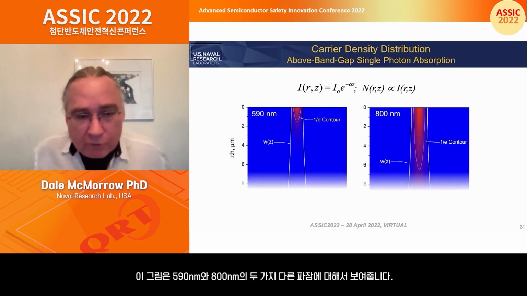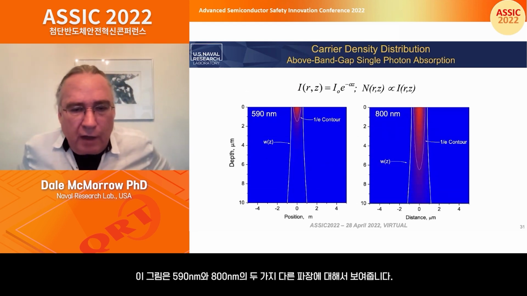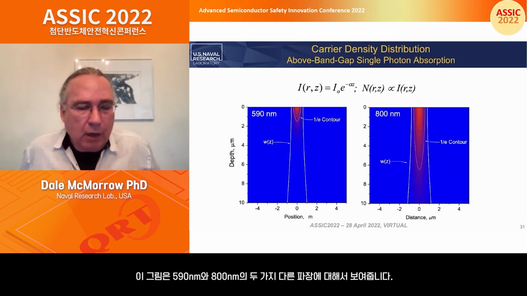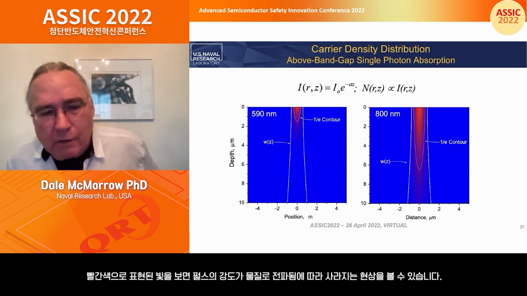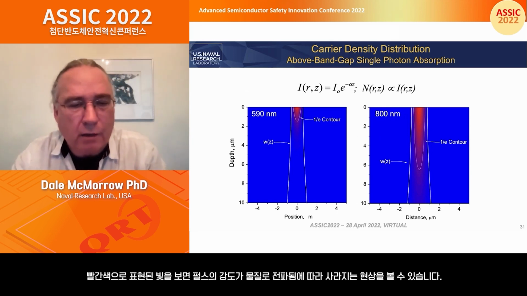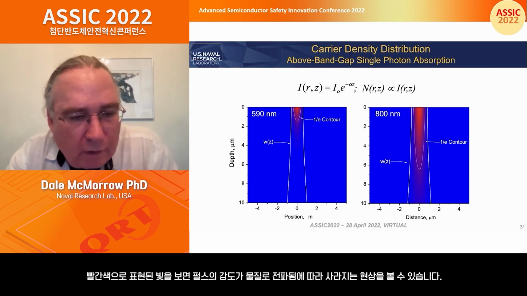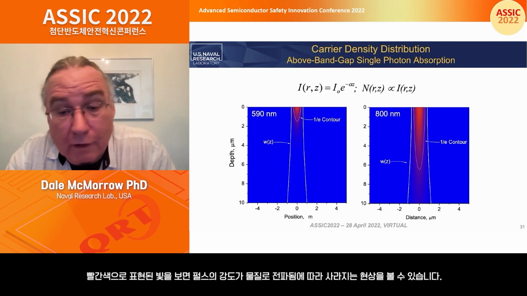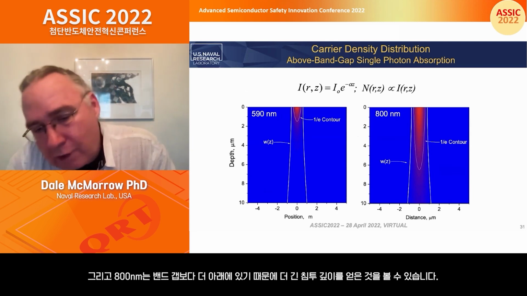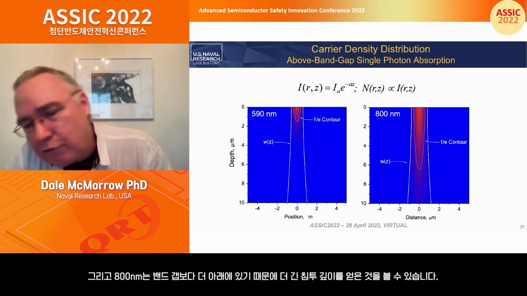Okay, this is what it looks like for two different wavelengths, 590 nanometer, 800 nanometer. You can see the exponential decay. You can see that the light shown in red, the intensity of the pulse basically goes away as it propagates into the material. And at 800 nanometer, you get a longer penetration depth because you're farther down the band gap.